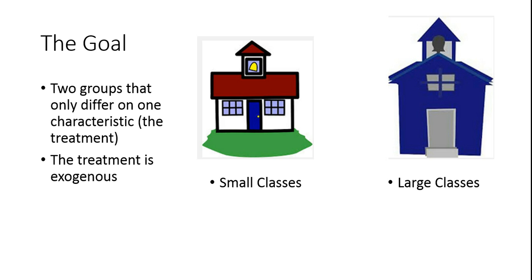We call this situation exogeneity, or we say that the treatment is exogenous. And that just means that it's not correlated with other aspects of the schooling environment or other omitted variables. So this is the goal, right? We want a situation where we have a treatment and a control, or a treatment and a comparison that only differ on one characteristic.